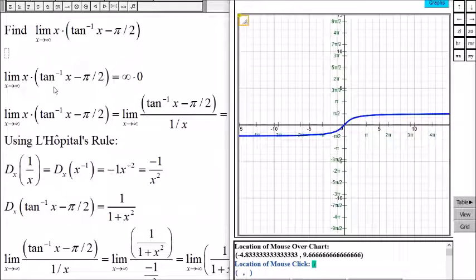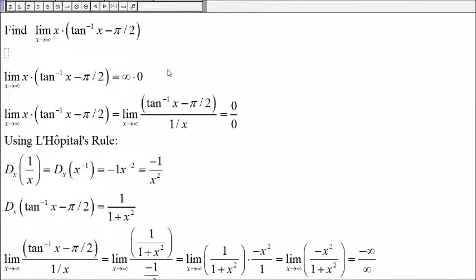But here we cannot apply L'Hopital's rule, since we don't have infinity over infinity or 0 over 0. So what we can do is multiplying by x here is the same as dividing by 1 over x. And now as x approaches infinity, we get 0 down here. And so now we have 0 over 0, so we can apply L'Hopital's rule.